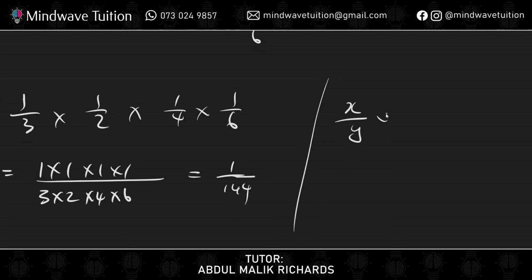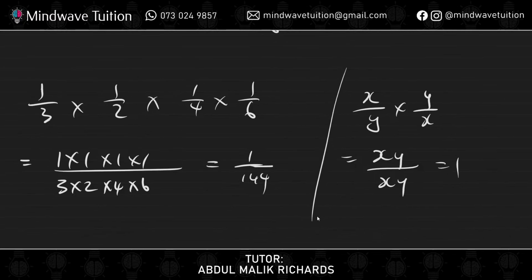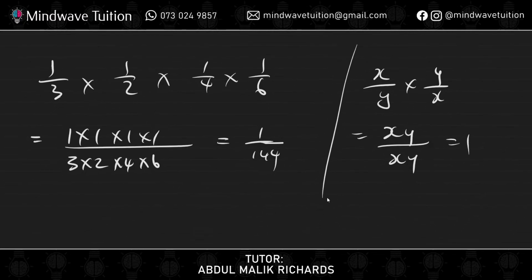So x over y multiplied by y over x will be x times y, which is xy, and y times x, which is xy as well, which gives us 1. I'm not going to go into depth with that. Do watch the other streams for more information about that. But I just wanted to show you once again that the methods that we use for simple fractions, they do apply to algebraic fractions as well.